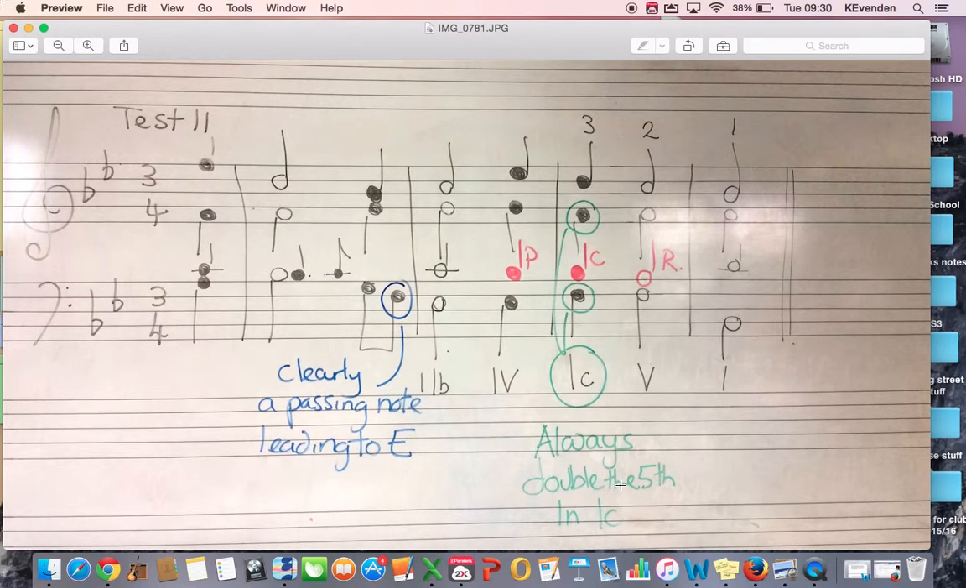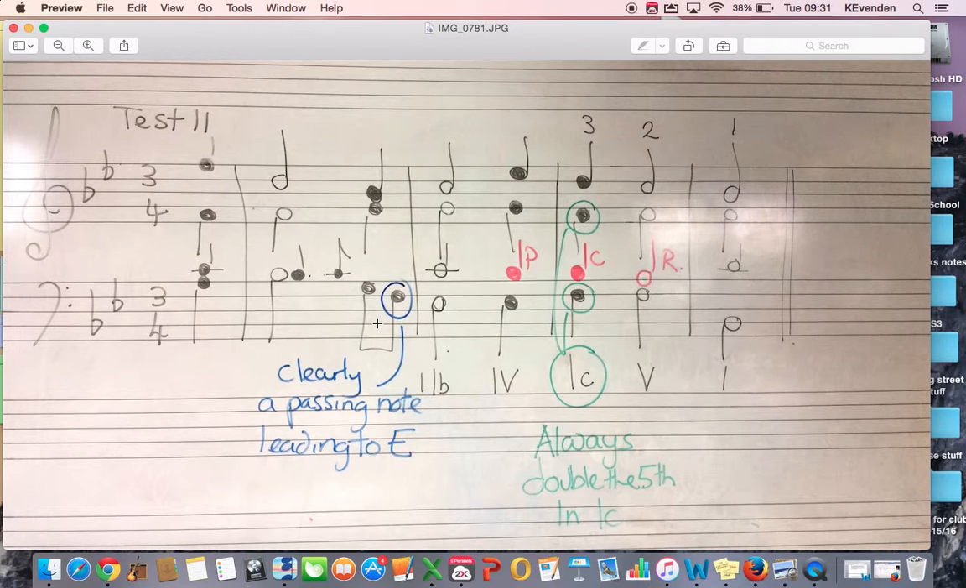Other things I wanted you to be aware of here. So this was your given chord sequence. And here was a clue. You were given the F. And to me, that was leading to an E. It's a passing note, and you need to treat that as a passing note. If you jump down to a C, for example, then you would have lost marks because you haven't recognised that this is a passing note. Okay, so always be aware of that.